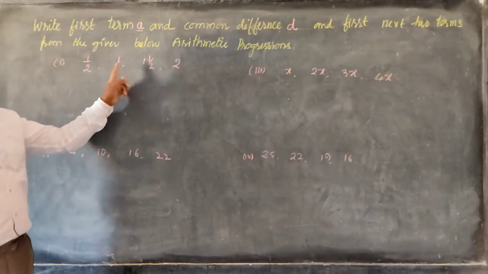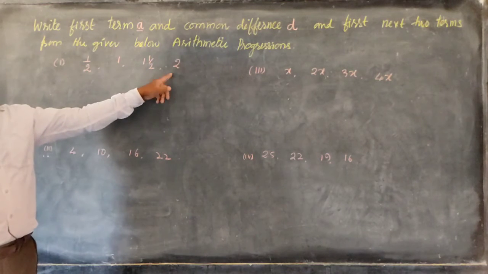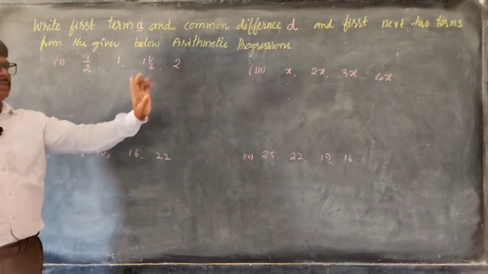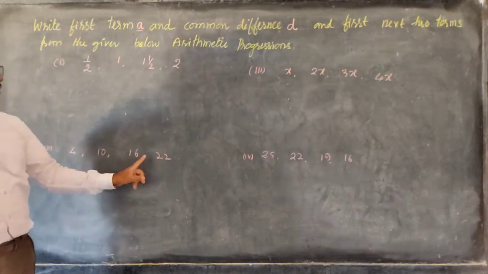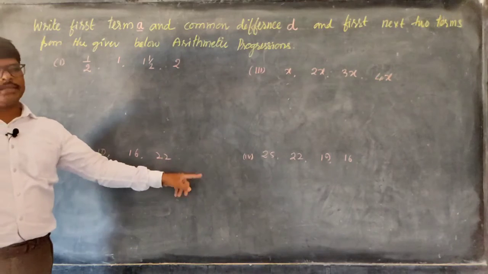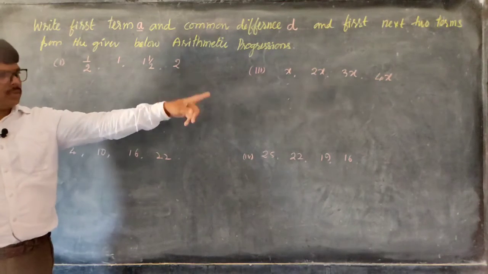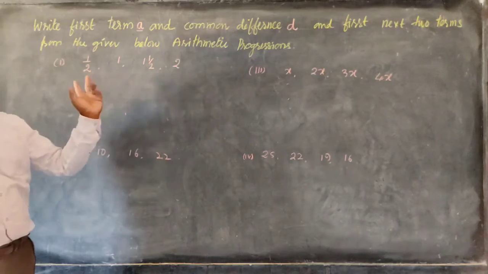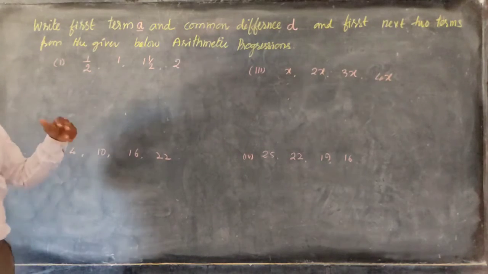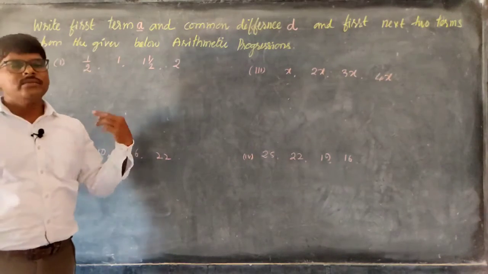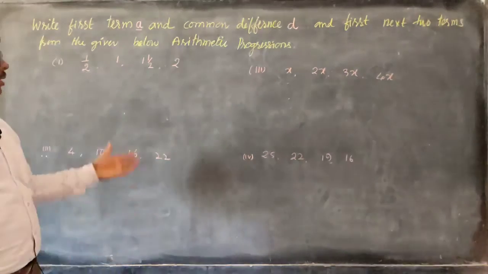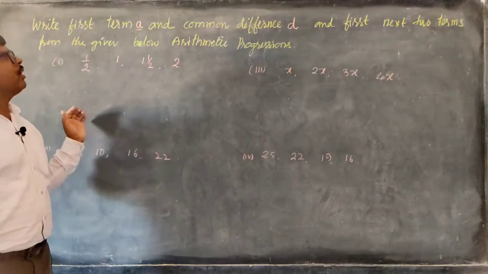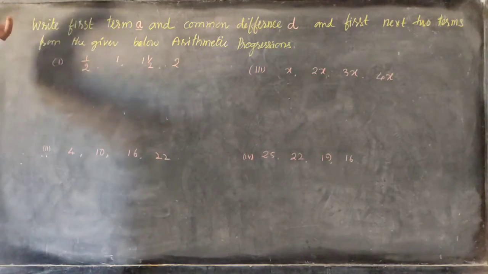So here 4 terms are given. Now we have to write the fifth and sixth terms. Here also 4 terms are given, so we have to write the fifth and sixth, and there also fifth and sixth, here also fifth and sixth. So in the 4 problems there are 4 terms, and we have to write the next fifth and sixth terms in these problems. Okay.